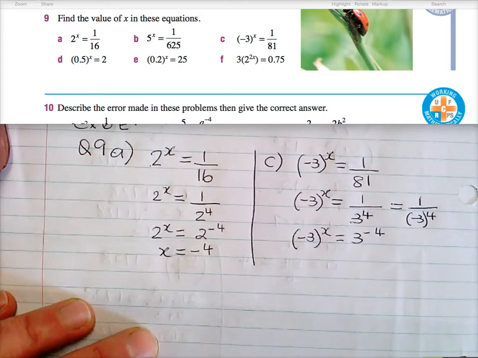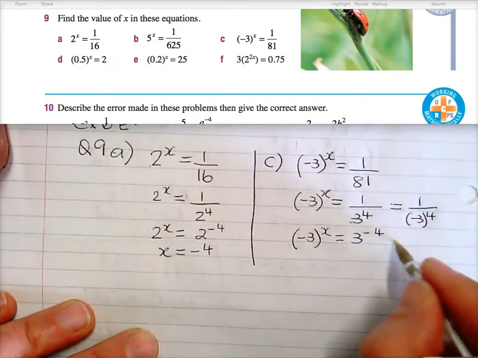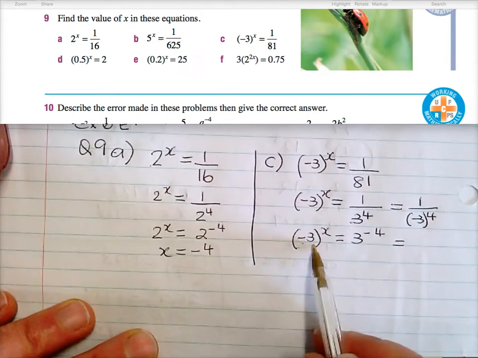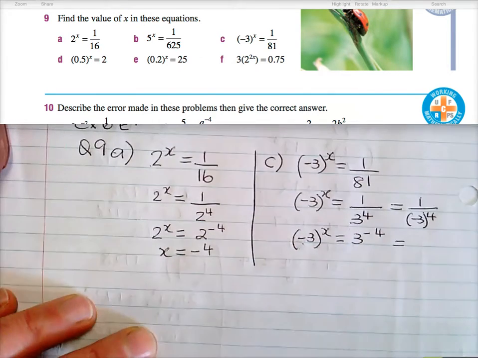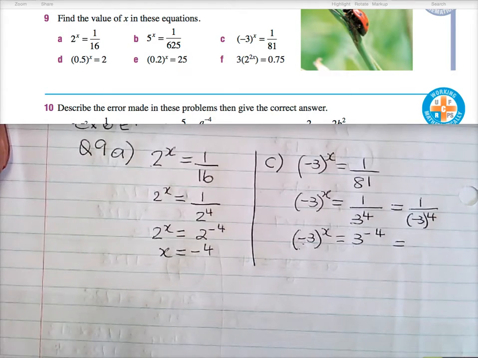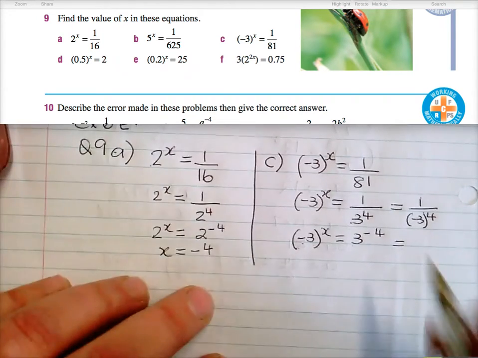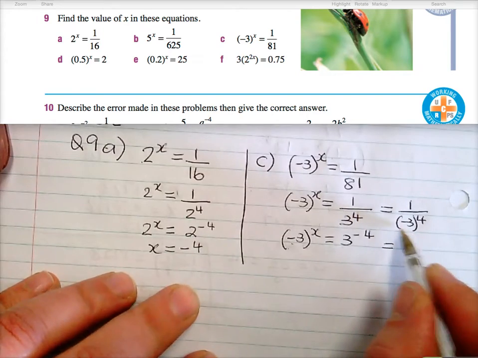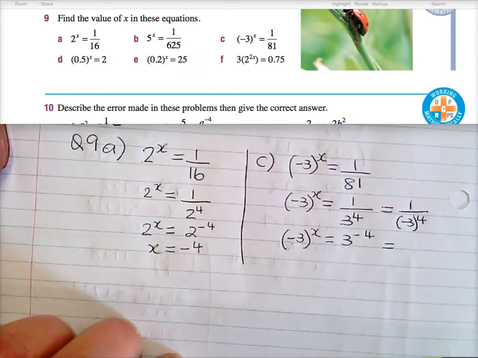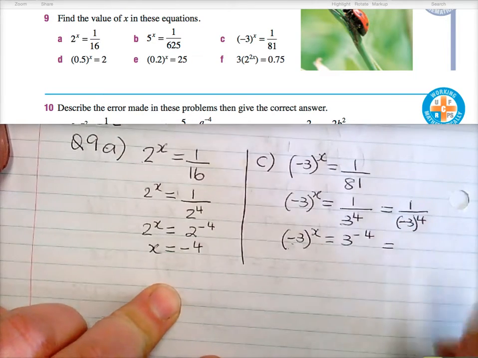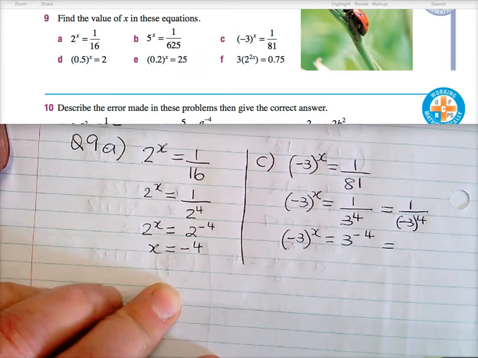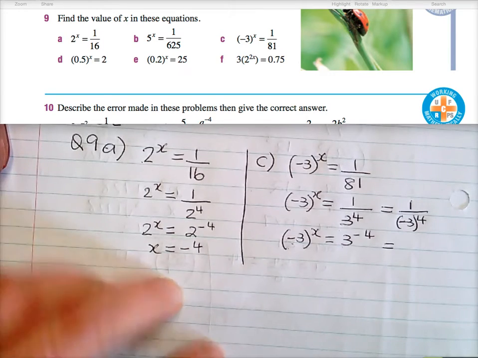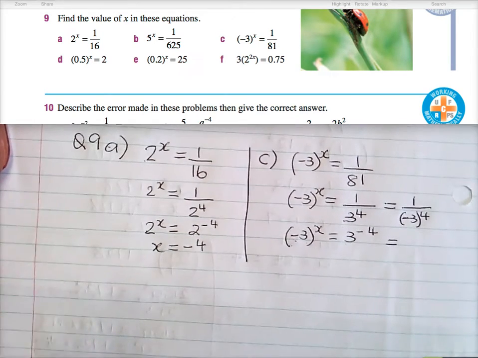This is quite tricky. Do you know why I'm trying to do that, girls? Because over here I've got negative 3 to the power of x. I can't compare 3 to the power of something with negative 3 to the power of something. I need the bases to be the same, and they're not. So, because 3 to the power of 4 gives me the same answer as negative 3 to the power of 4, why does that work? Why does 3 to the power of 4 equal negative 3 to the power of 4? It's an even power, and negative times negative times negative times negative is positive.